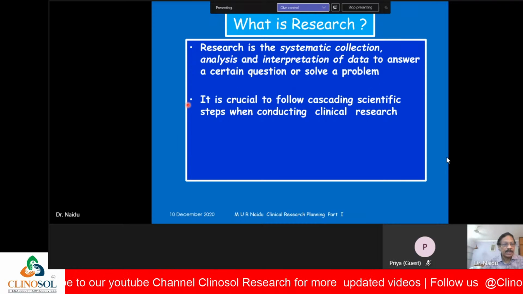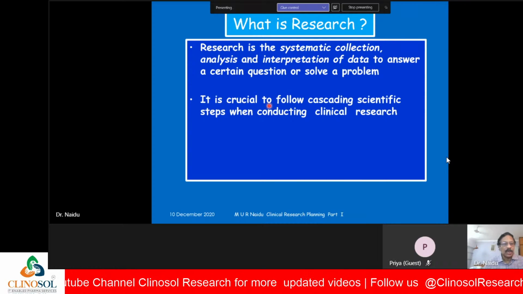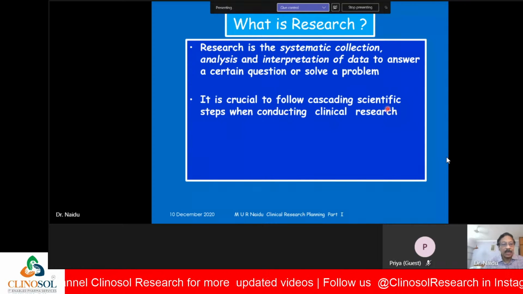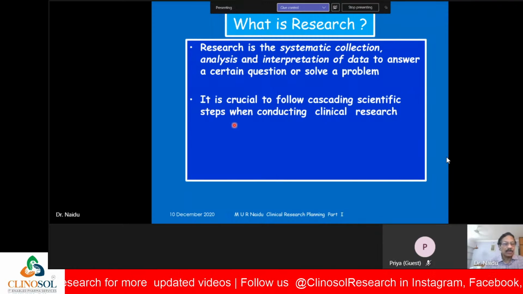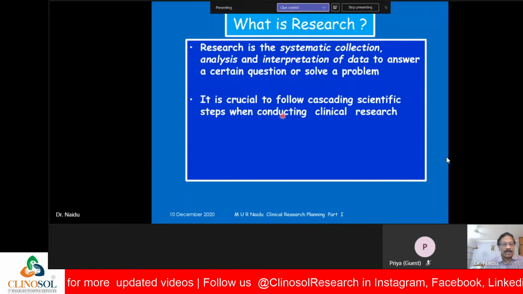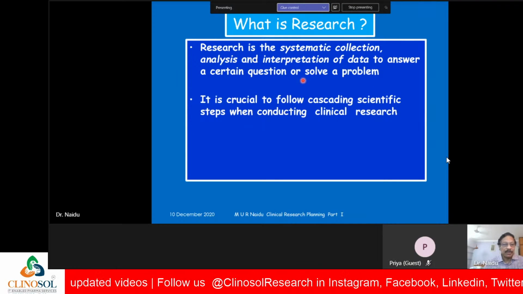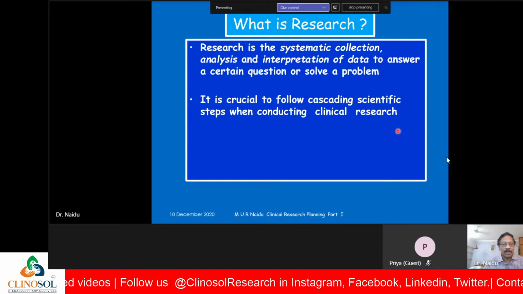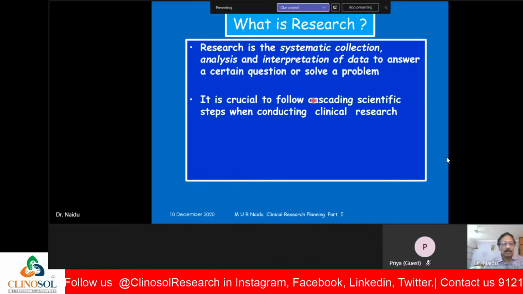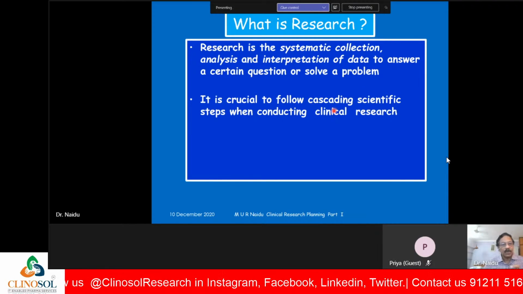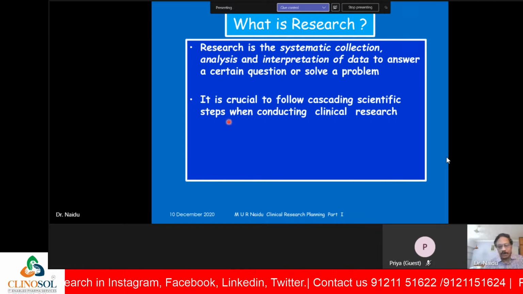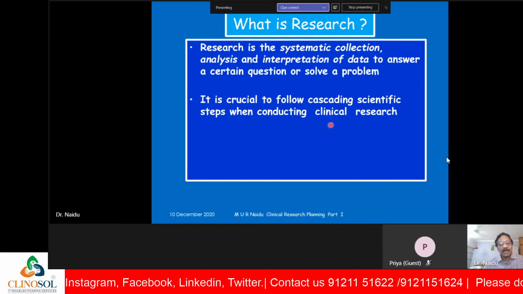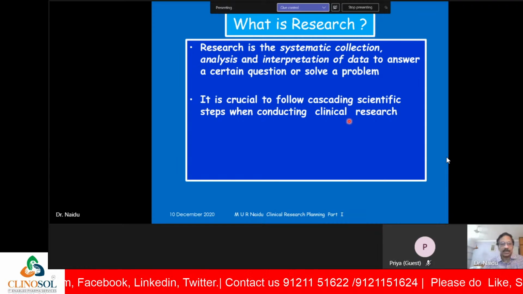One thing is very important: it is crucial to follow a cascade of scientific steps. These scientific steps are very, very important in conducting clinical research. This is one of the very important components. One has to understand that you have to follow a particular cascade of scientific steps, which I am going to tell you, to conduct clinical research successfully.